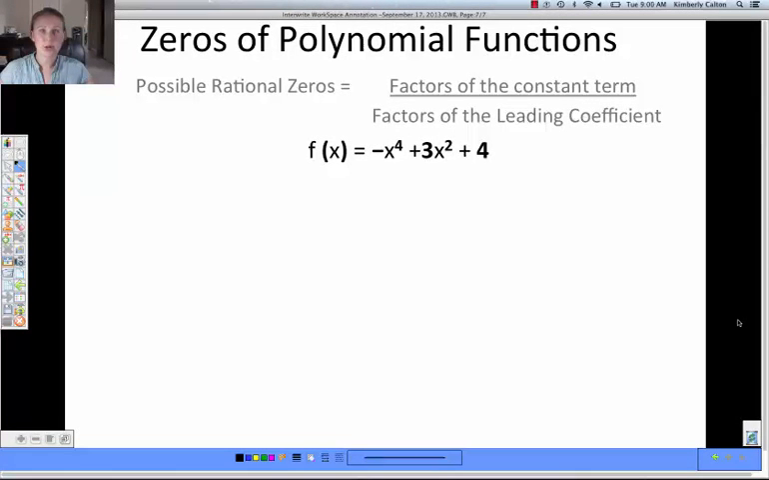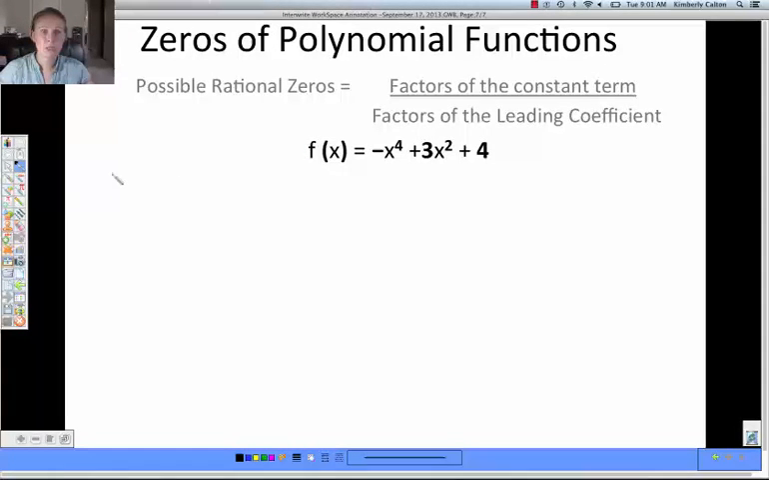So for this video, we're going to look at zeros of polynomial functions. And in order to do that, we're going to look at how to find possible rational zeros by taking the factors of the constant term and dividing it by the factors of the leading coefficient. We're going to use the list of possible rational zeros to find the real rational zeros of the problem, and then use those zeros to find any imaginary solutions that might be left over.